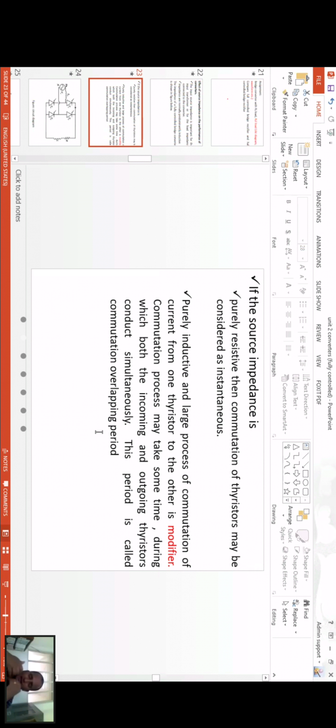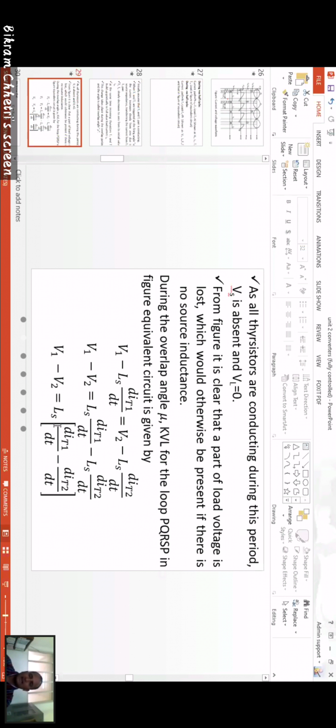So V1 minus Ls di1/dt, and with this we'll find that V1 minus V2 is related to the di/dt terms. How do you find V1 and V2 in this case? Since the load is inductive, and the source impedance is inductive in nature, v equals L di/dt. So V1 minus Ls di_T1/dt equals V2 minus Ls di_T2/dt. If you solve this, you'll get the expression for Ls.